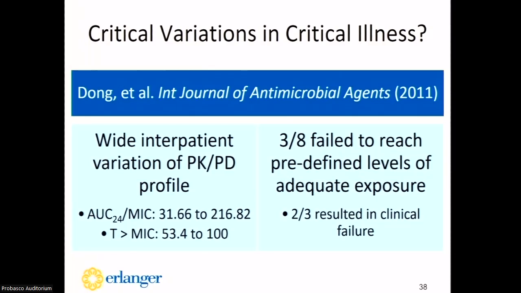3 of the patients failed to reach adequate levels of exposure, which the authors for this study defined as a percentage of time that the drug concentrations were greater than the MIC of at least 85%, and AUC to MIC ratio values of 80 to 120. And it's worth noting that these 3 patients exhibited higher drug clearance than the rest of the cohort. Failure of clinical cure was seen in 2 out of these 3 patients with underexposure.